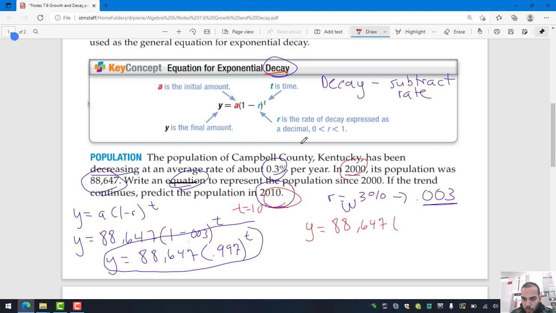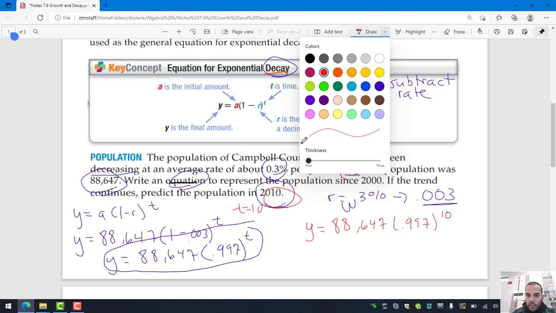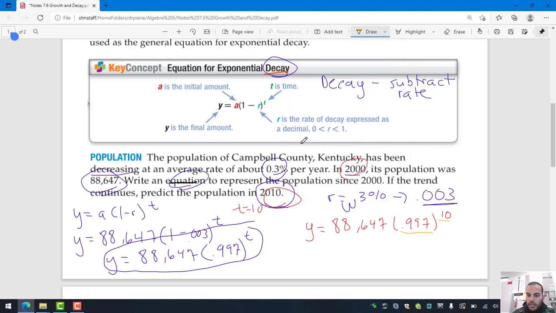88,647 times 0.997 raised to the 10th power. Once again, order of operations is super, super important. Got to do the exponents first. 0.997 raised to the 10th power. You should get something like 0.97041, and it goes on for a while. Whatever this ugly number is, all you got to do is multiply it by 88,647.